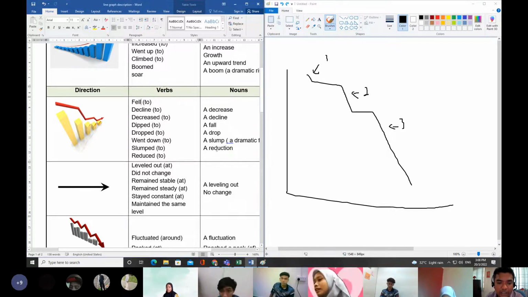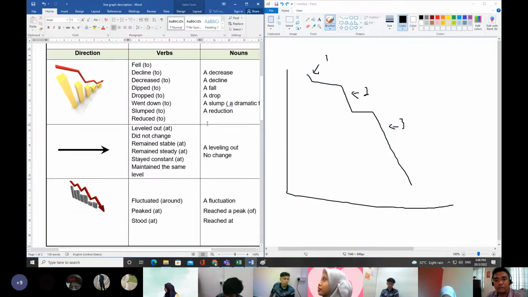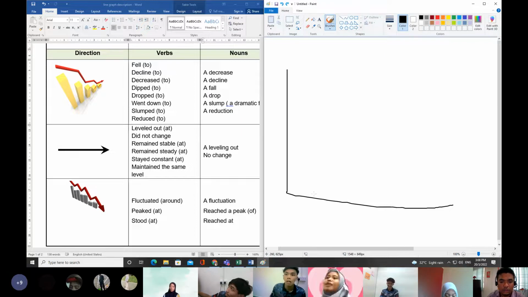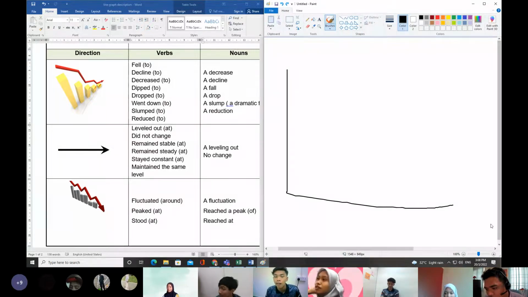The same goes with a reduction. Reduction, the same word as reduce. Slump, the same. Drop, same. Everything the same. Okay, any questions so far? Again, if you don't understand anything, or if you're confused, you can stop me at any time. You can ask me questions.